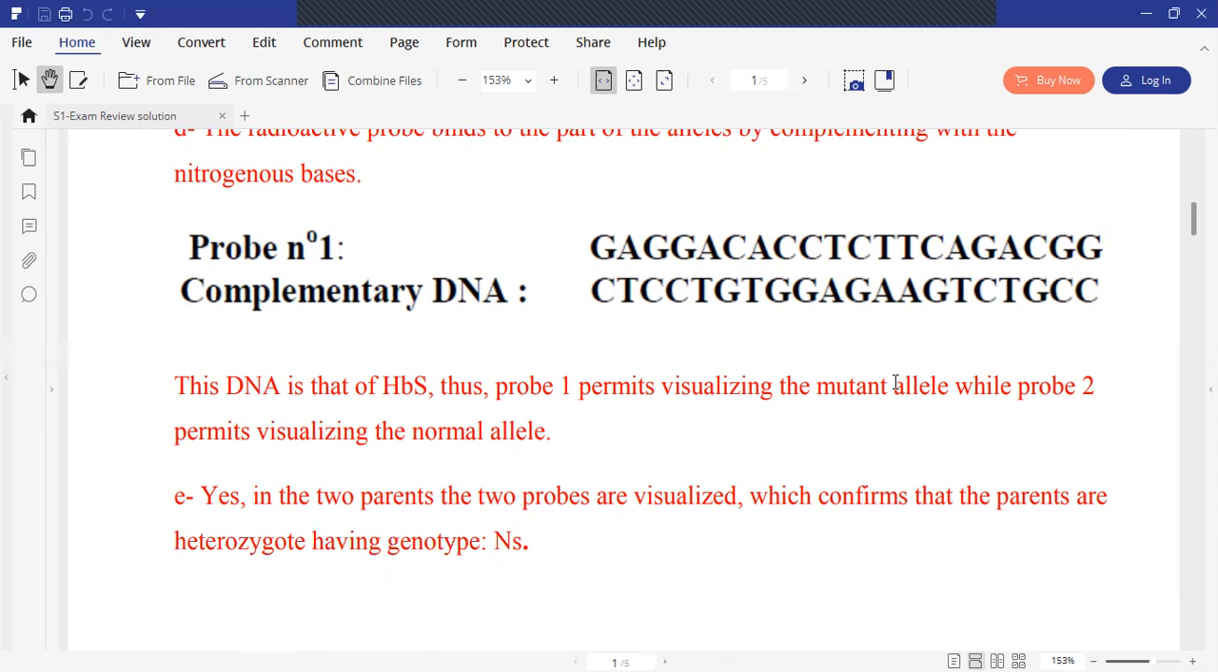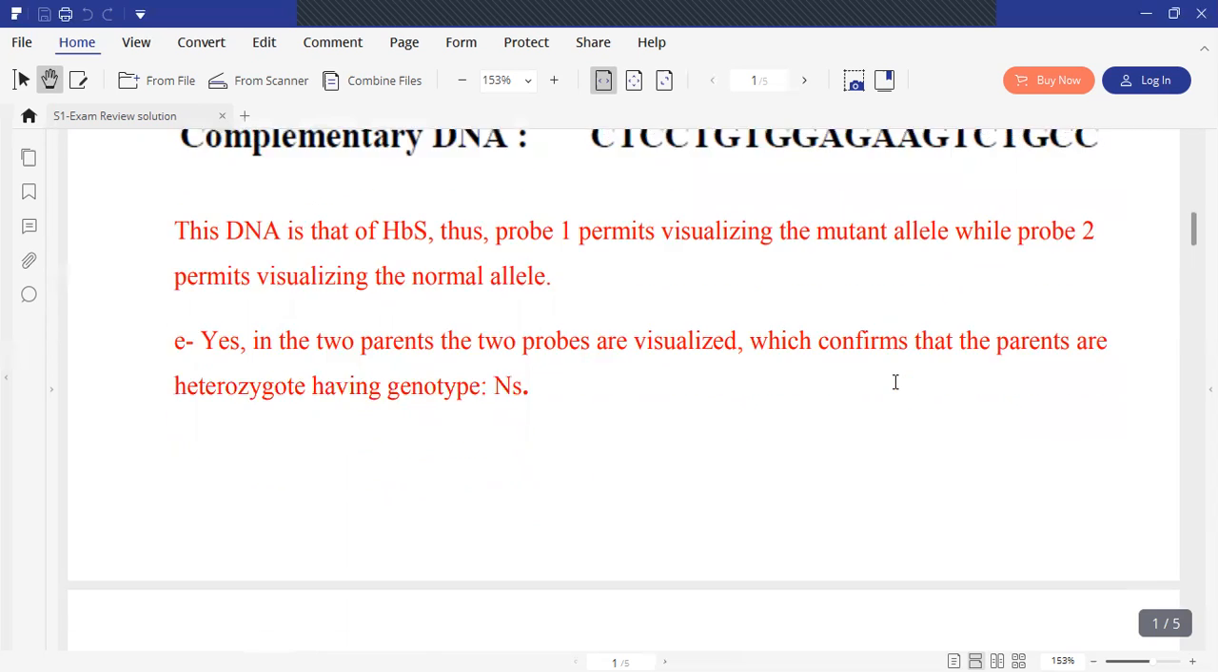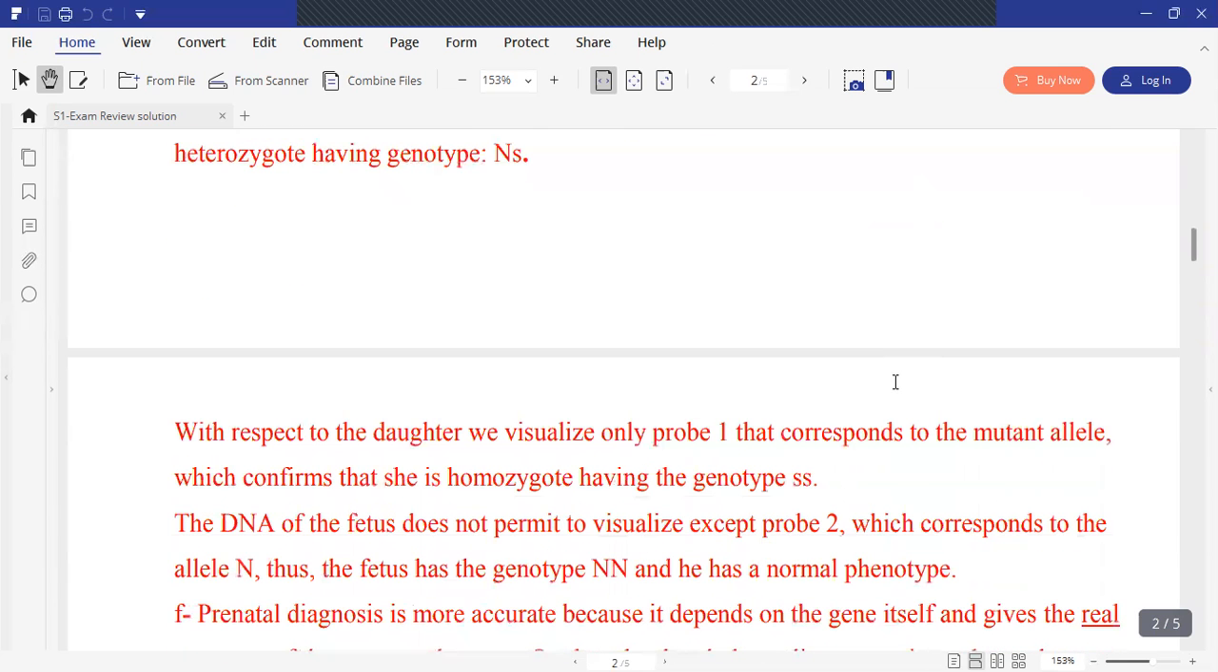So the two parents have both probes visualized, which confirms that the parents have two alleles. So they have HbA and HbS, so they are heterozygous. While the daughter has only probe 1, a thick band for probe 1. So the daughter corresponds only to the mutant, which confirms that she is homozygous with the genotype SS.